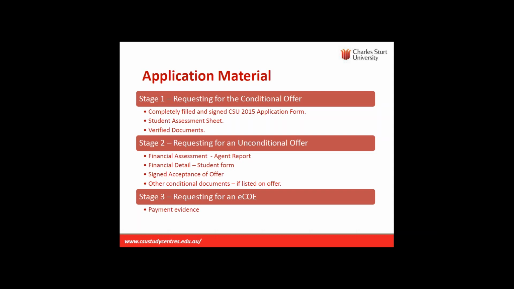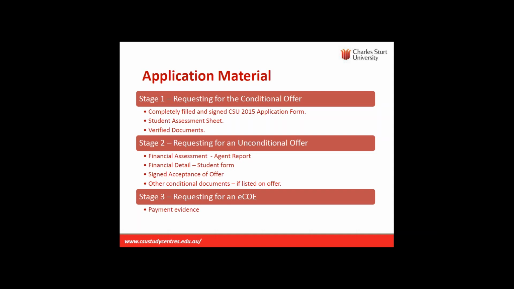So for the unconditional offer, as you remember, we need to submit the financial document. We have 2 separate forms for the financial document. It's called the financial assessment form, agent report. This is the form where you state that you confirm that the student can afford studying in Australia, so that he or she has enough funds, enough money to cover their studies in Australia.